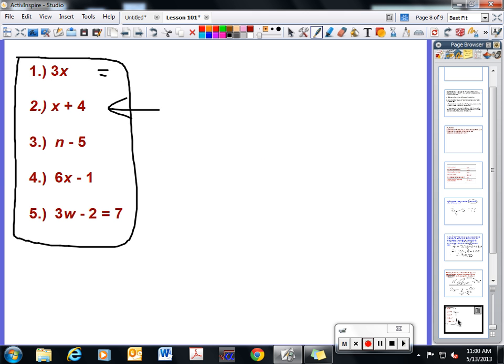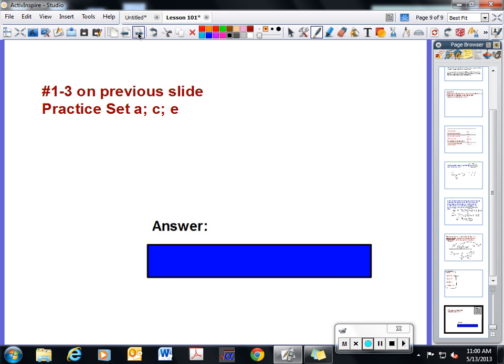See if you can come up with a word phrase such that if I read your word phrase, these are the expressions or equations I would write. So what I want you to do is 1 through 3 on the previous slide. And then I want you to do practice set A, C, and E only.